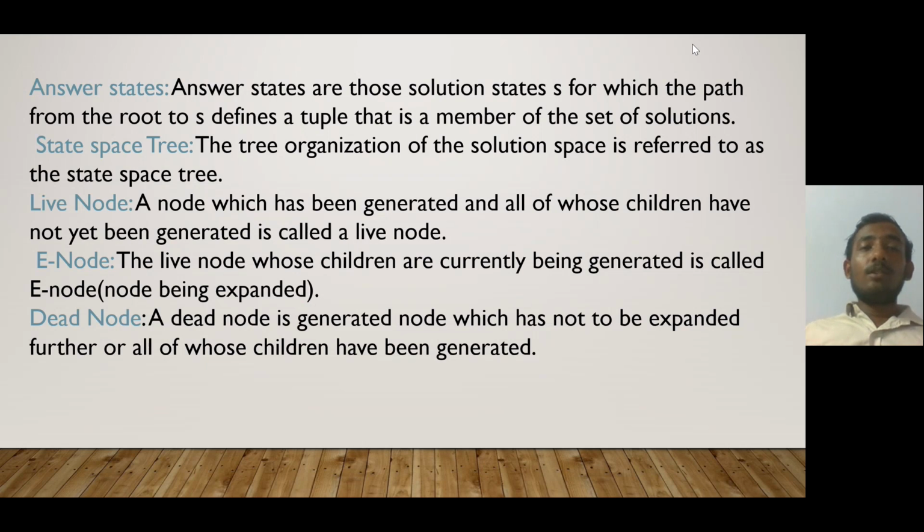State space tree. The tree organization of the solution space is referred to as the state space tree. Live node. A node which has been generated and whose children have not yet all been generated is called a live node. It is being generated by another E-node. A live node whose children are currently being generated is called an E-node. That is, the current execution node is called an E-node and it generates the children at that particular instance. A dead node. A dead node is a generated node which cannot be expanded further, or all of whose children have been generated.